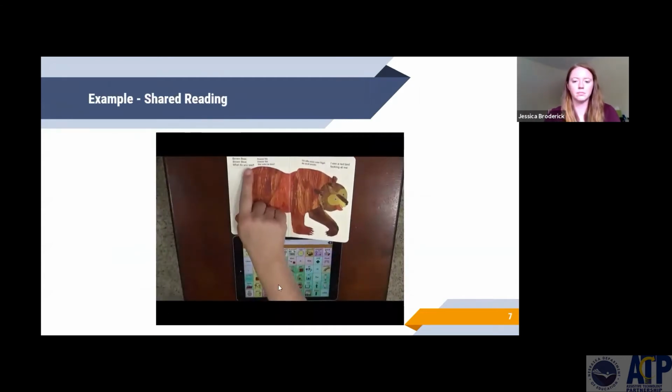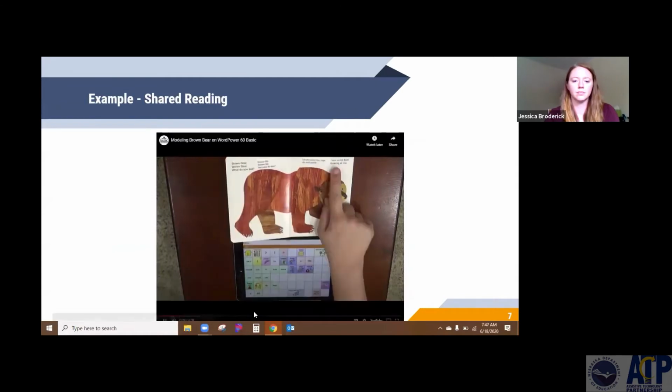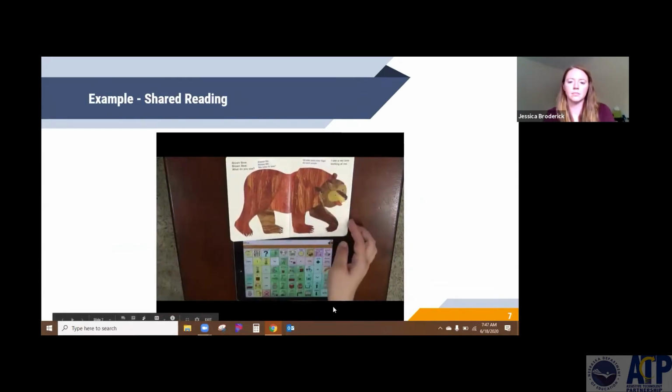Brown bear, what do you see? I see a red bird looking at me.